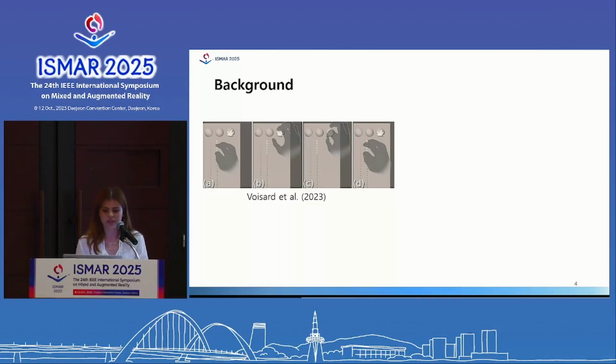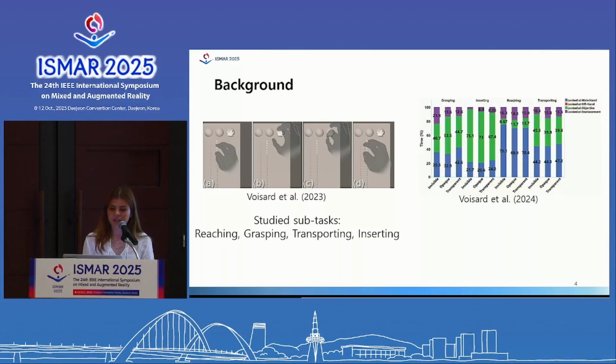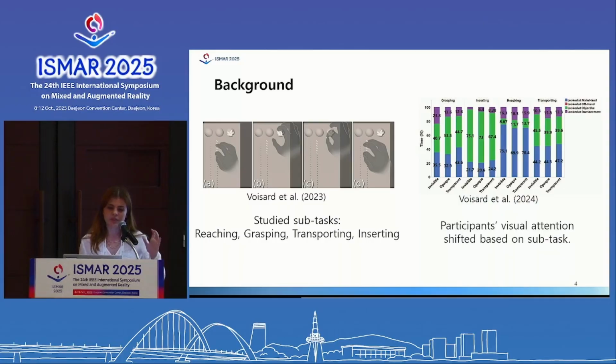Previous work investigated the effect of those three hand visibilities in a task called the Purdue pegboard test. The results not only showed that different hand visibilities affect user performance, they also found an effect of subtasks, which are reaching, grasping, transporting, and inserting. In their follow-up study, they investigated users' gaze behavior during the interaction, again with those three hand visibilities, and found that participants' visual attention shifted based on the subtask.